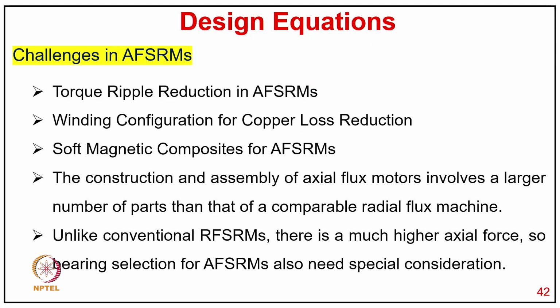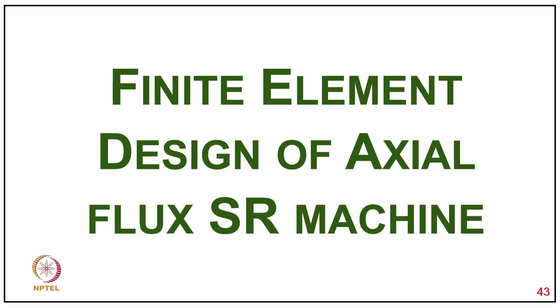Now coming to the challenges in the axial flux reluctance motor: torque ripple reduction, the winding configuration for copper loss reduction, and soft magnetic composites for the axial flux reluctance motor. The construction and assembly of the axial flux motor involves a larger number of parts than a comparable radial flux machine. Unlike the conventional radial flux SRM, there is a much higher axial force, so the bearing selection of the axial flux reluctance motor also needs special consideration. Now coming to a typical example of finite element design of an axial flux reluctance machine.